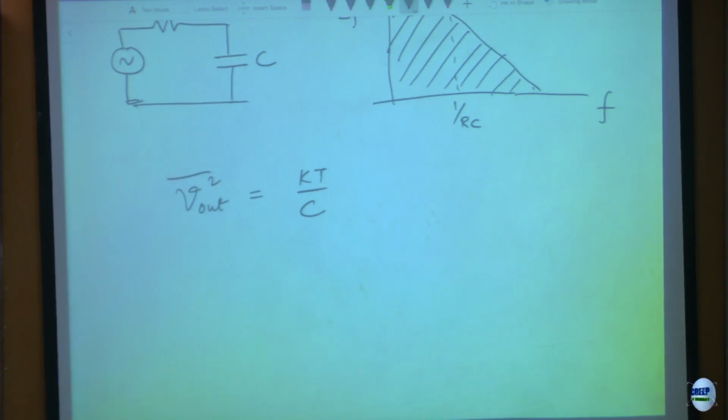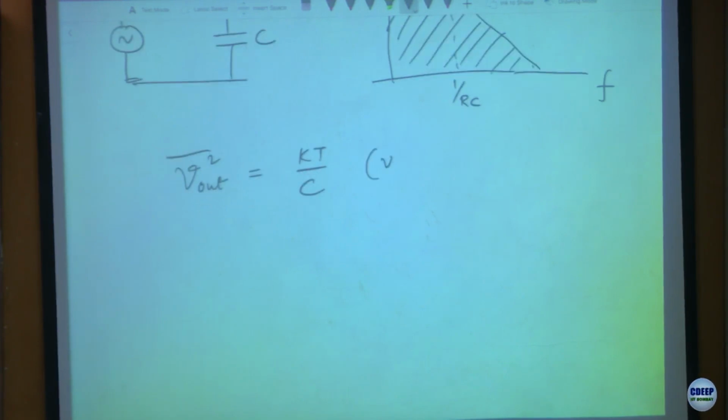No, the single sideband is half of that. Whatever the single sideband is, 4kTR, the double sideband is actually half of that. So all the calculations we are doing are single sideband. Right. So this again has units of volt square.